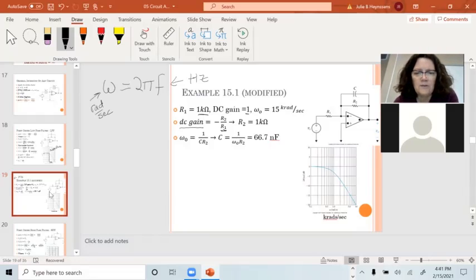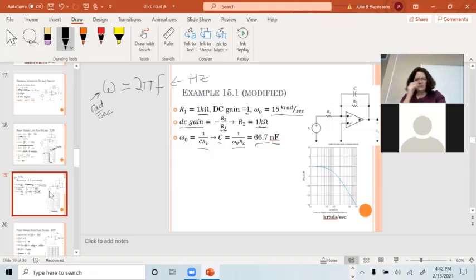But the spec says I want a DC gain of 1, and I want my cutoff frequency to be 15 kiloradians per second, which is about 3 kilohertz. So I go through and calculate. R2 over R1 has to equal 1, so R2 will also equal 1 k ohm. And my omega naught is 1 over R2C. I have R2, so I can plug that value in. It's 1K. C is 1 over omega naught R2, and that comes out to be 66.7 nanofarads.